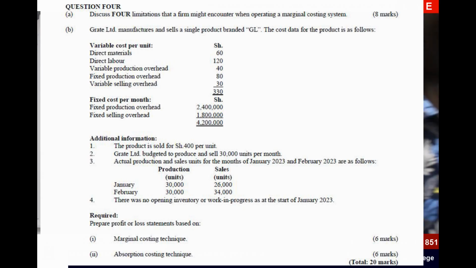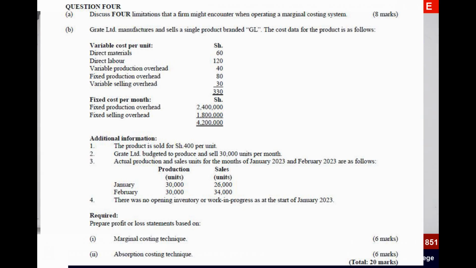I'm having this company, of course, by the name Great Limited. Great Limited manufactures and sells a single product branded gel. The cost data for the product is as follows. I'm having the variable cost: direct materials, direct labor, variable production overheads, fixed production overheads, variable selling overheads. Then we are also told the fixed cost per month: production overheads and selling overhead.